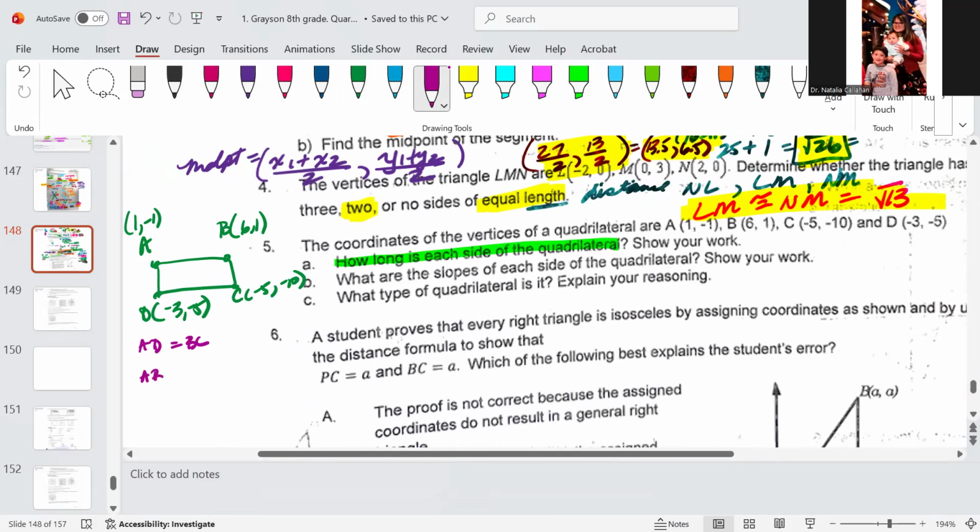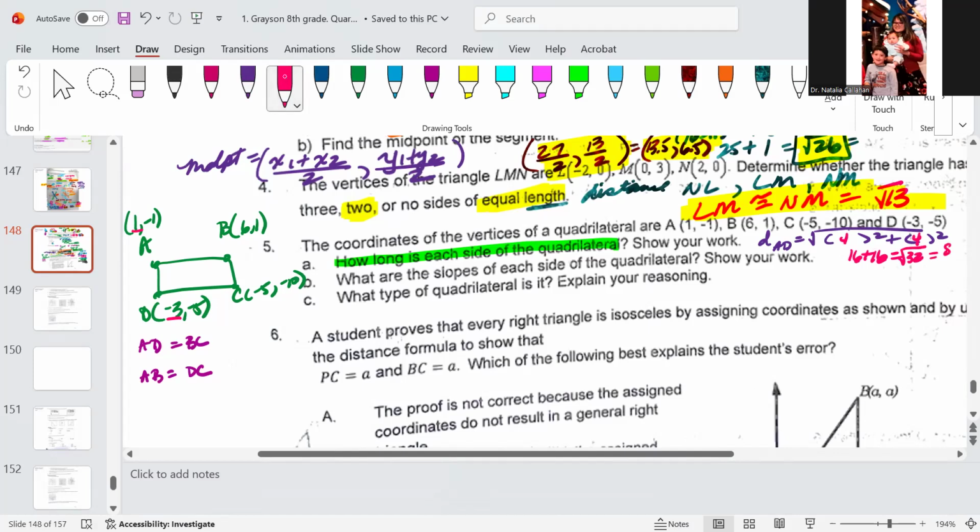Yes. And you have AB, which is the same thing as DC, correct? Yeah. So let's find the distance of one of them. Let's do AD, square root. Remember, just set it up exactly the same. So AD: 1 minus -3 is 1 plus 3, which is 4 squared. -1 minus -5 is -1 plus 5, so that's positive 4 squared. So that's 16 plus 16, which is the square root of 32.